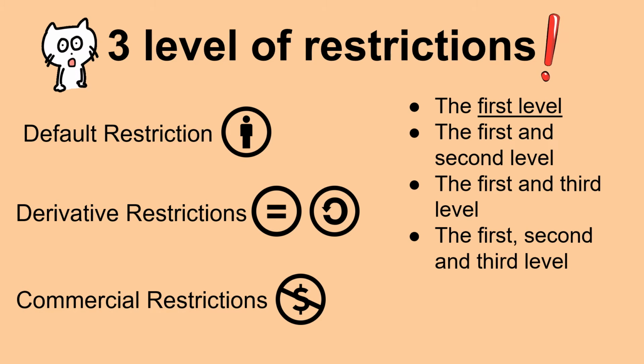Okay, next, 3 levels of restriction, which are a default restriction, a derivative restriction, and a commercial restriction. The licensor or the copyright owner can choose either to have just the first level, the first and second levels, the first and third levels, and finally the first, second, and third levels all together. So that is the 3 levels of restriction.